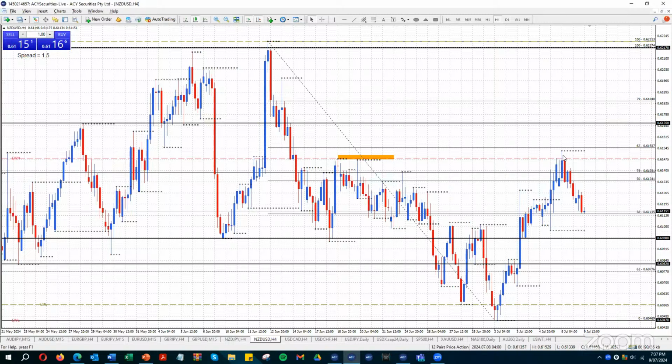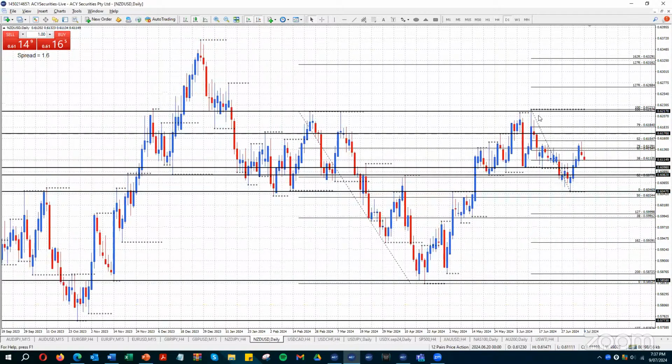New Zealand dollar. Conversely, it actually failed at a beautiful level here yesterday. 62% of the monthly range. So this is the monthly candle high to low on my daily chart.